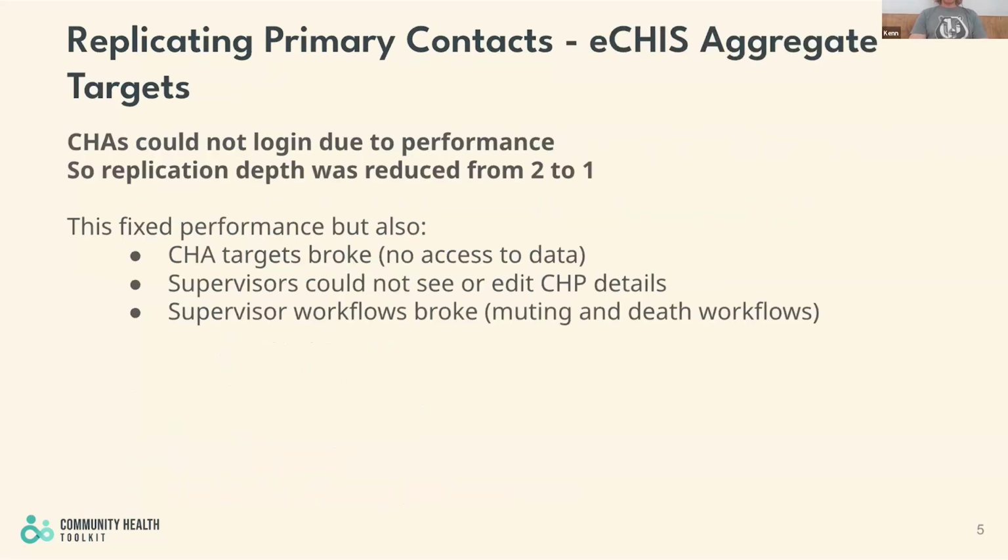So this is a use case talking about a scenario I was involved in, in which replicating primary contacts allowed us to balance some of the challenges that we were seeing. The problem we were having initially was that our supervisors in Kenya could not log into the app because performance was too bad. There were just too many documents on their phones.